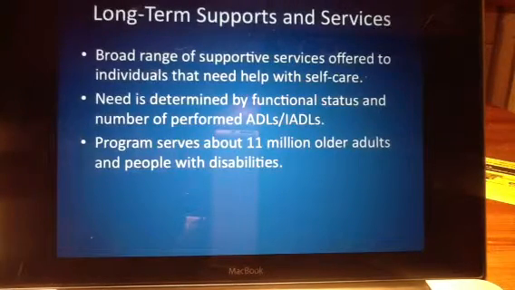Long-term supports and services is a broad range of supportive services that are offered to individuals that need help with self-care due to physical, developmental, cognitive, or mental disability. An individual's need is determined by functional status and the ability to perform activities of daily living rather than age or medical diagnosis. The majority of beneficiaries are age 65 and older while remaining in the population. In the additional population, there are adults ages 18 to 64. In 2012, LTSS spending was 9.3% of all personal health care spending.